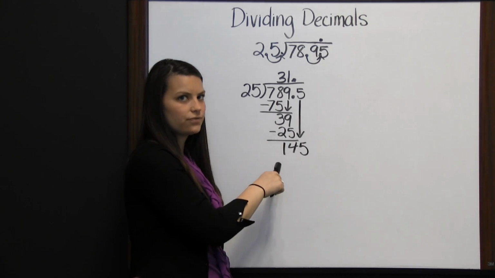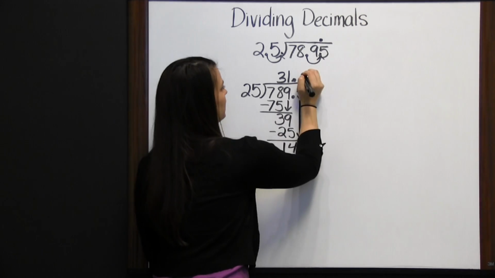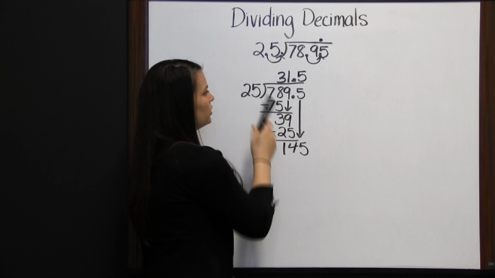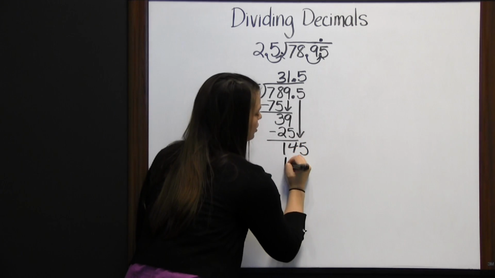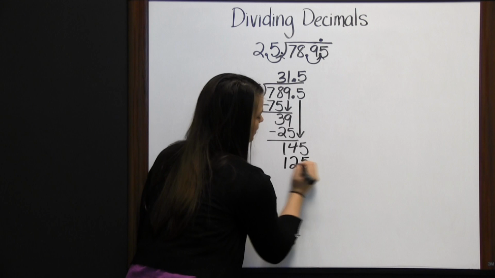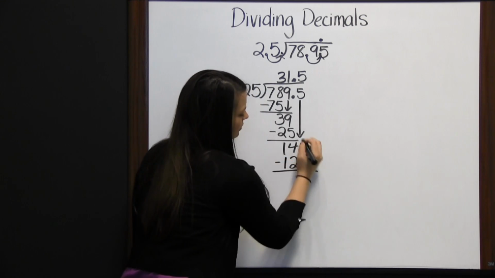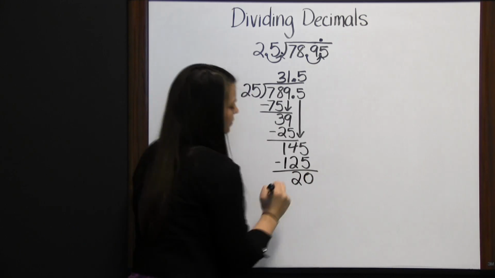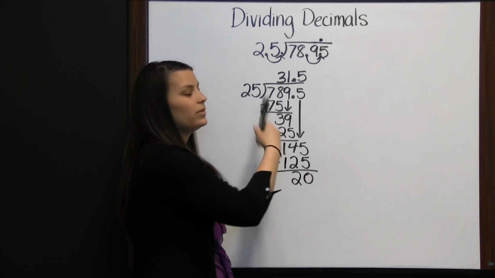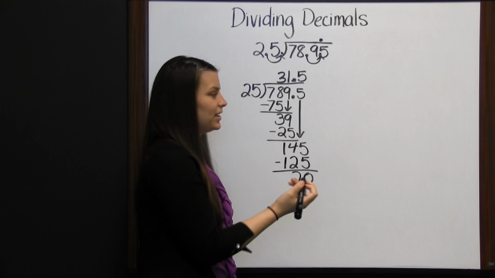25 goes into 145 5 times. 25 times 5 is 125. Then we subtract. 5 minus 5 is 0. 4 minus 2 is 2. And then we have to add on a 0 so that we can continue.